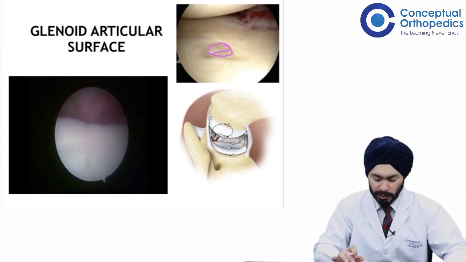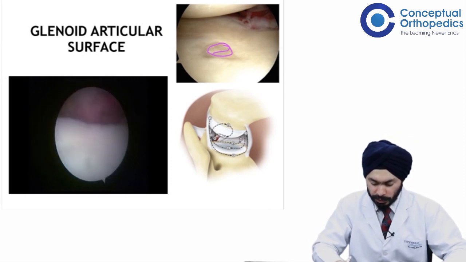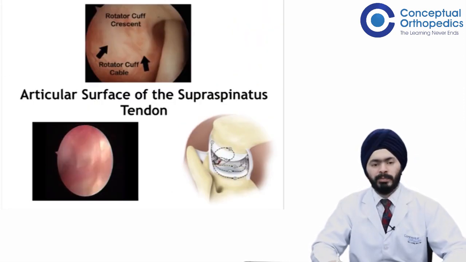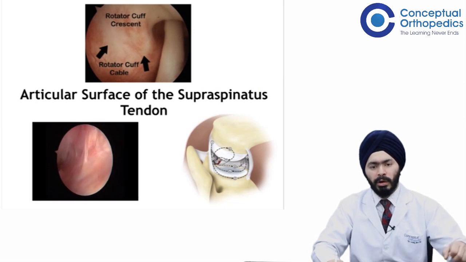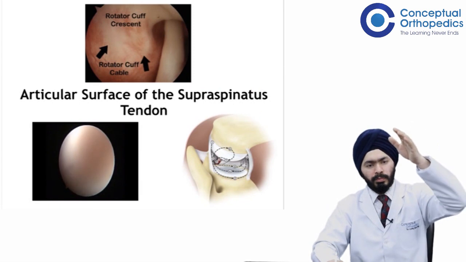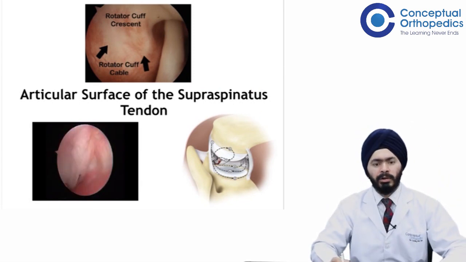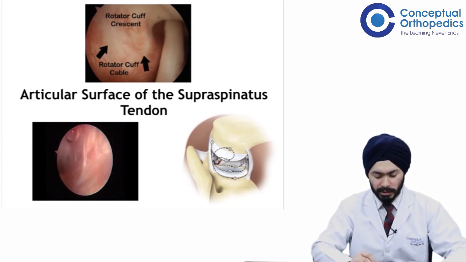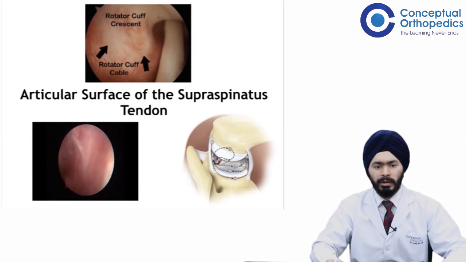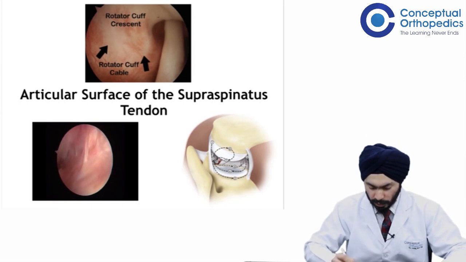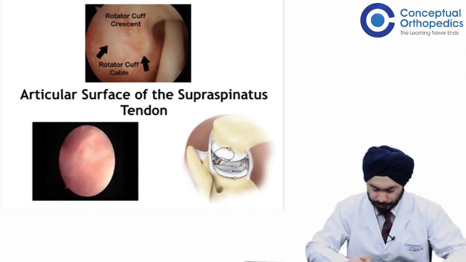After your glenoid articular surface, you will be moving on to the next structure, which is the articular surface of your supraspinatus tendon. You will go along your glenoid, along your biceps tendon, going superiorly. You will see the articular surface of the supraspinatus tendon attaching onto the greater tuberosity. In the video you can see an intact supraspinatus tendon attaching onto the GT.